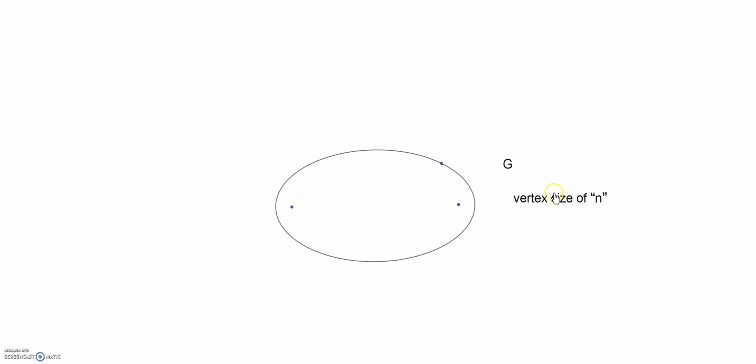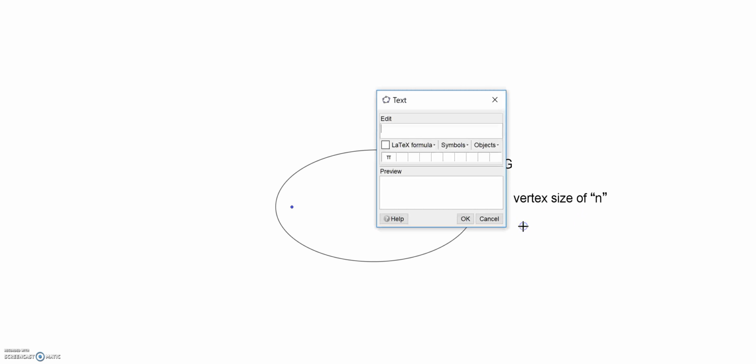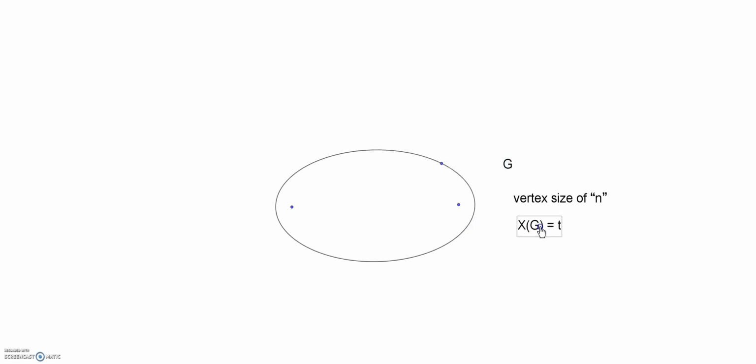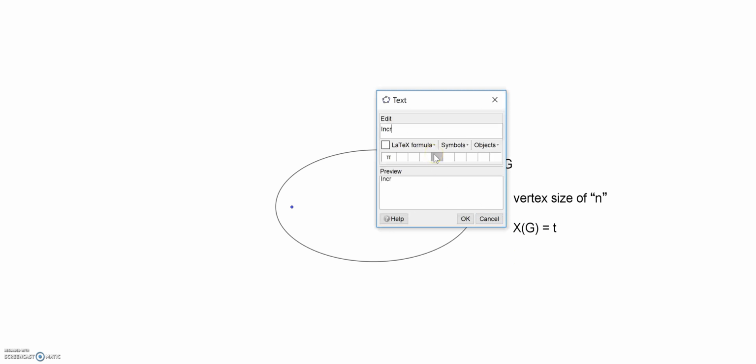So again, the Mycielski construction is going to see what happens when we increase the vertex size of the original graph G from n to 2n plus 1. What happens to the chromatic number? If the chromatic number, chi of G, is equal to t, then this graph G has t colors. So now we're going to increase the vertex size from n to 2n plus 1.